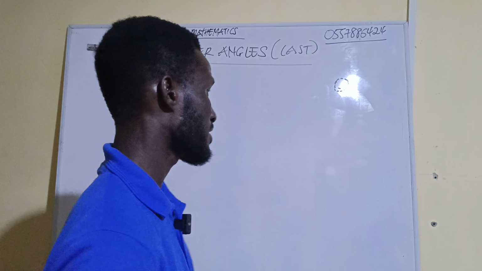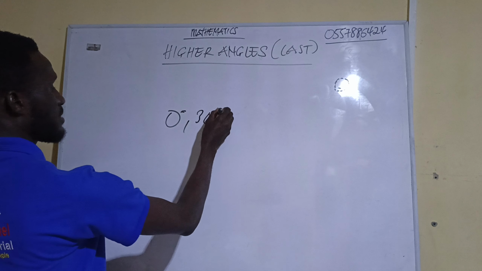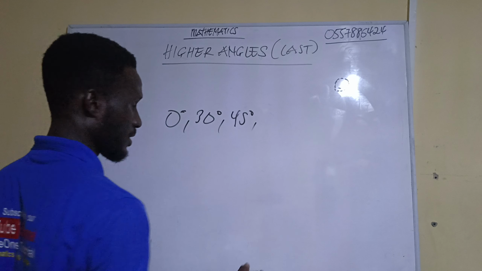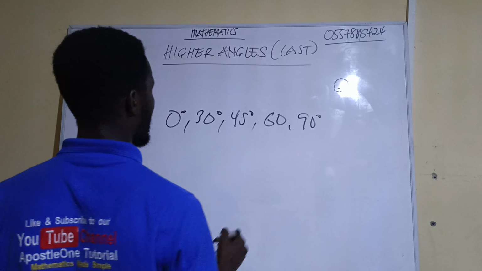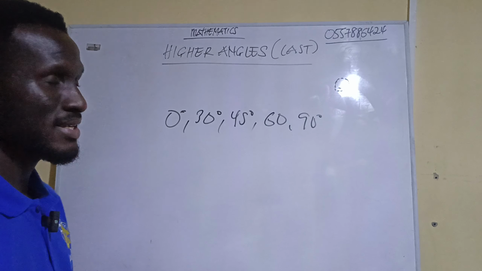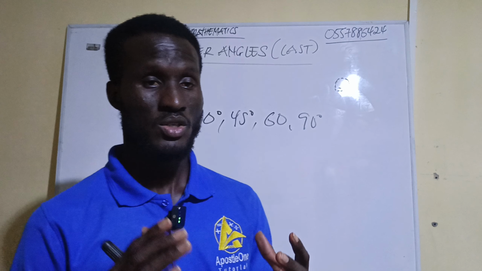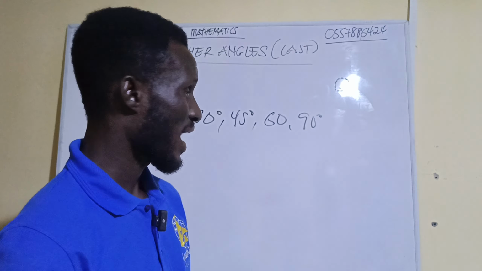We talk about special angles: an angle of 0 degrees, 30 degrees, 45 degrees, 60 degrees, and then 90 degrees, right? These are the special angles. Make sure you go and check the previous video before you come here. Now, let's look at higher angles.